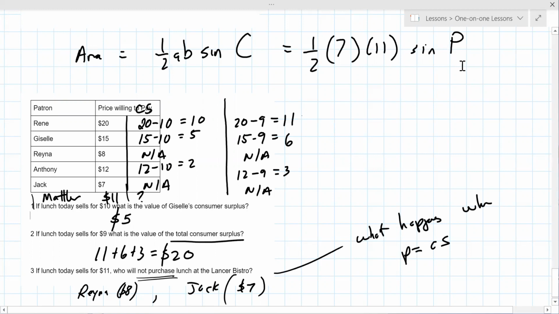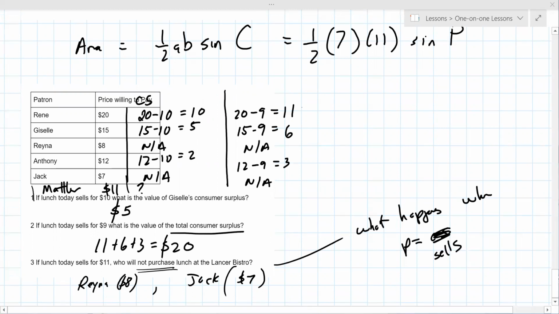Is that okay? That part? Okay. Well, was when price equals consumer surplus. Or I'm sorry, not when price equals consumer surplus, price equals price willing to pay. Price equals sells, I guess is what we're asking. I believe they'll still buy, but I don't know for sure.